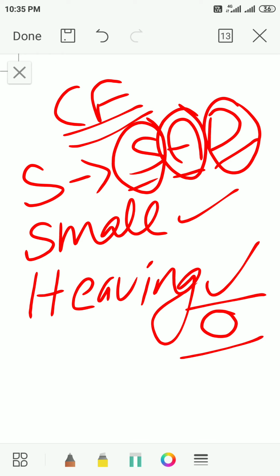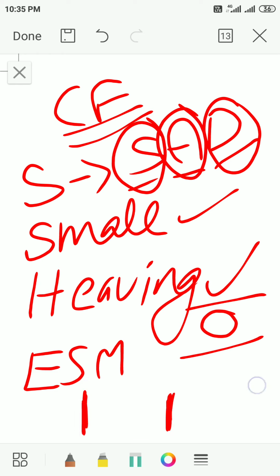This is heaving. Next, the patient will be having an ESM, that is ejection systolic murmur. This is your S1, S2 and S1 again. So it more or less resembles a diamond shaped murmur, ejection systolic murmur.